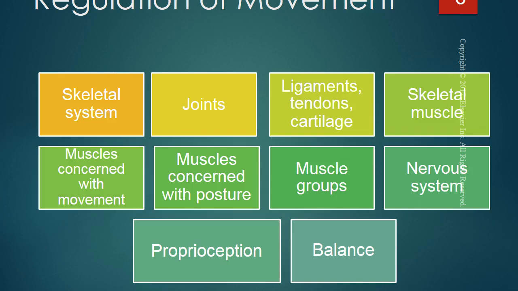Anti-gravity muscles stabilize joints. These muscles continuously oppose the effect of gravity on the body and permit a person to maintain an upright or sitting posture. The nervous system regulates movement and posture. Proprioception is the awareness of the position of the body and its body parts in space. Remember that balance is controlled by the cerebellum and the inner ear.